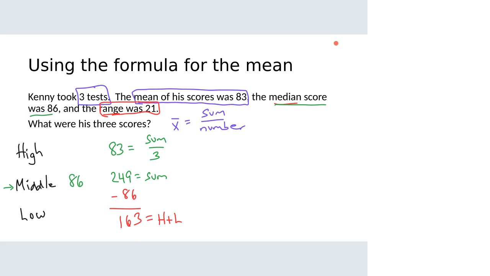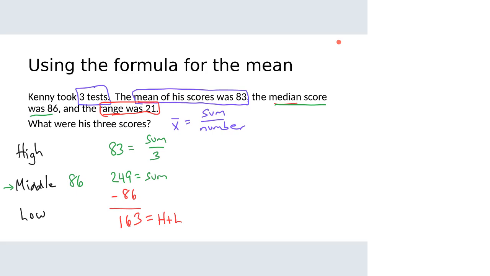Now, you could use trial and error at this point. You could say, well, they have to add up to 163 and the difference has to be 21. So I don't know, what if they're like 85 and 78? Okay, that gets me my 163, but it doesn't get me the range of 21. You could trial and error your way through that. What would I like better? Not quite, Edison. I think that would be too big of a number.